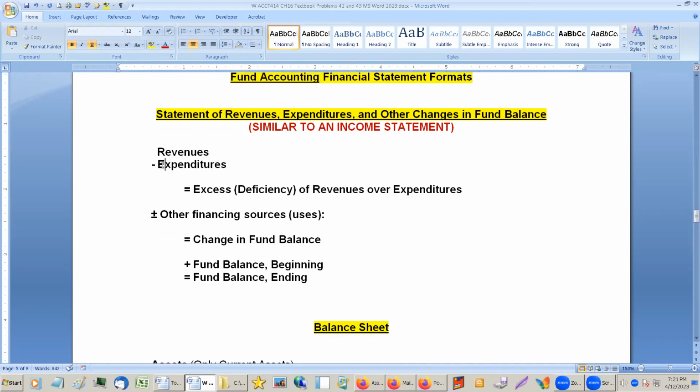So we don't have expenses, but we have expenditures. Okay, fair enough, right? But now remember, these expenditures, they have everything. You buy a building, it's an expenditure. You buy a truck, it's an expenditure. You pay off part of your debt, it's an expenditure. Everything's an expenditure. So even that right off the bat is going to be a little bit different. It's not necessarily an expense.